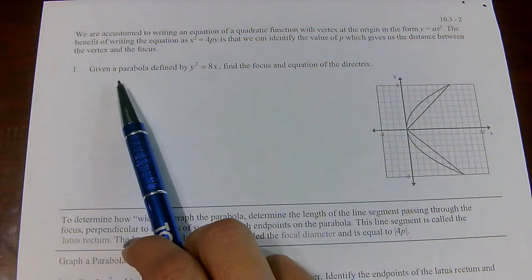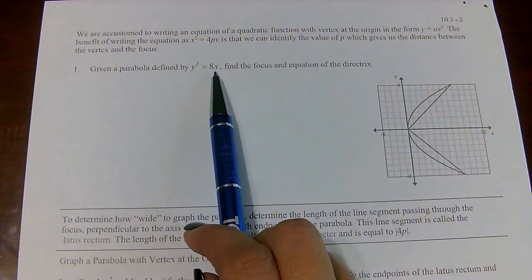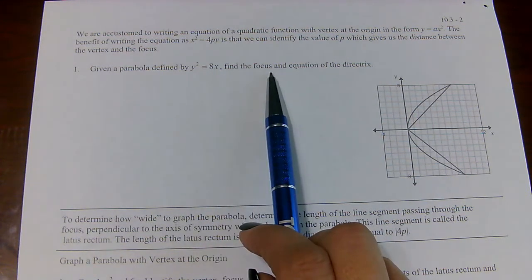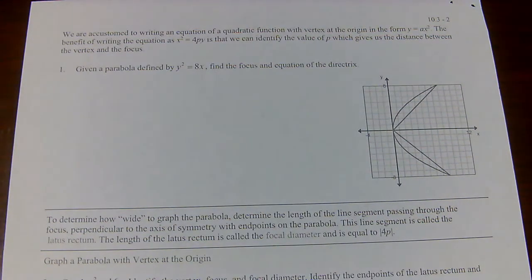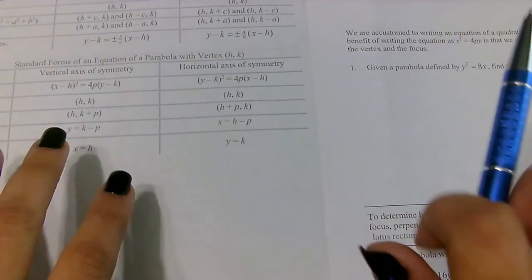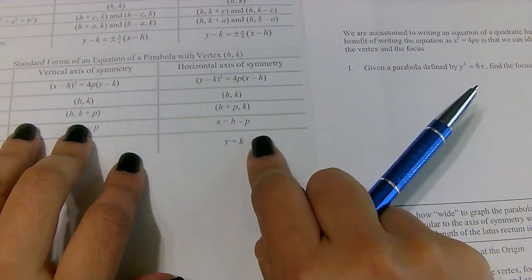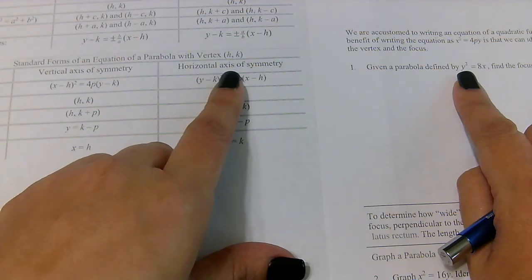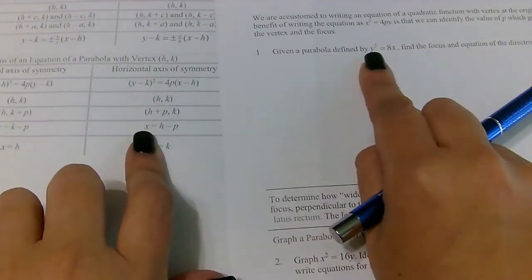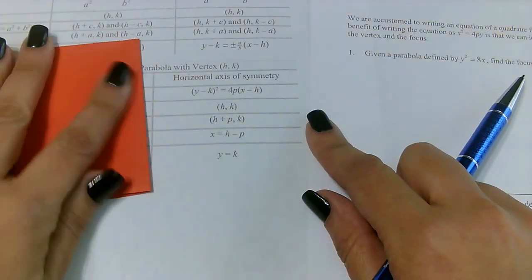Number 1 says, graph the parabola described by y squared equals 8x. We are going to find the focus and the equation of the directrix. Let's begin by looking at our formula sheet. The first thing I want to do here is identify if my axis of symmetry is vertical or horizontal. Because we have a y squared listed here, we know that our axis of symmetry will be horizontal. So I'll be using this set of equations and covering up the other sets.